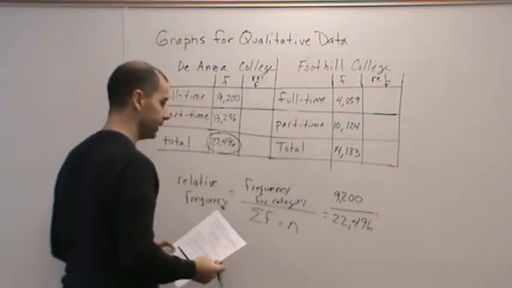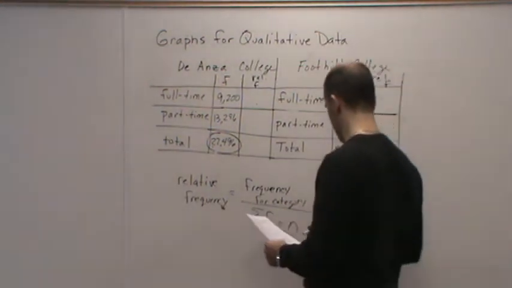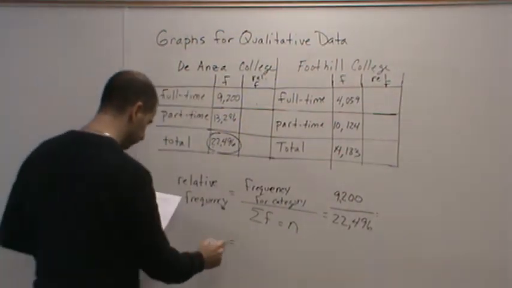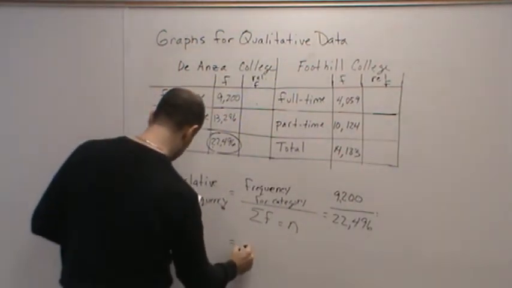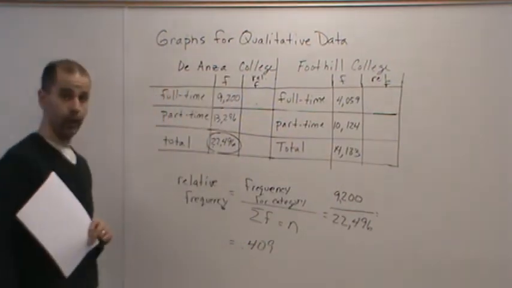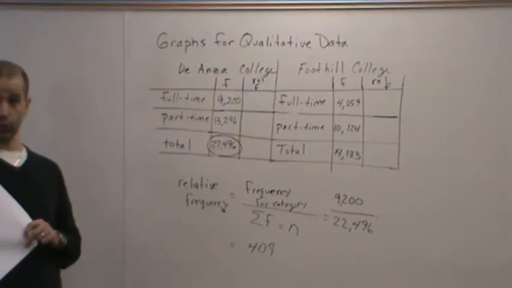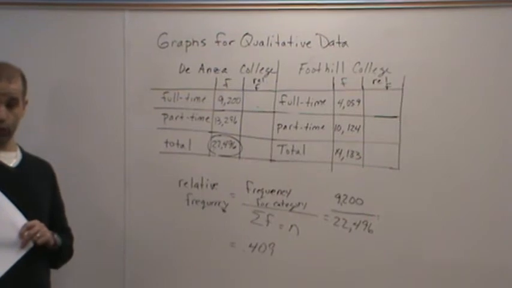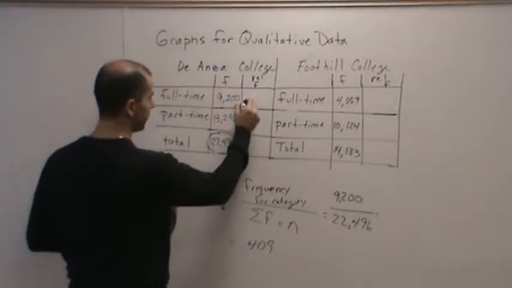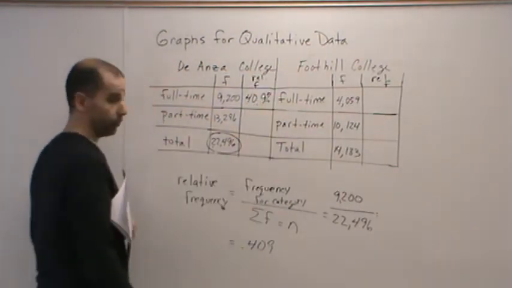And so when I calculate that, what do you get? Well, if you divide, the relative frequency turns out to be 0.409. And so to change that to a percentage, we just move the decimal point to the right, two spots, and then add the percent sign. So the relative frequency would be 40.9%. So that's how we do it.